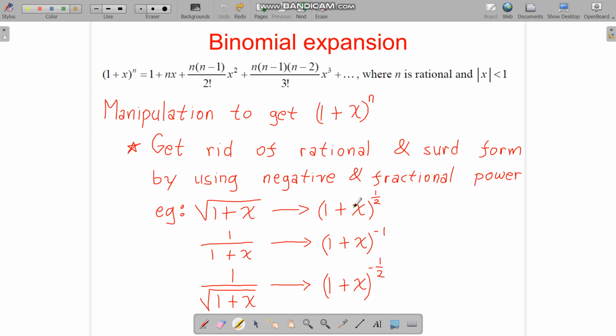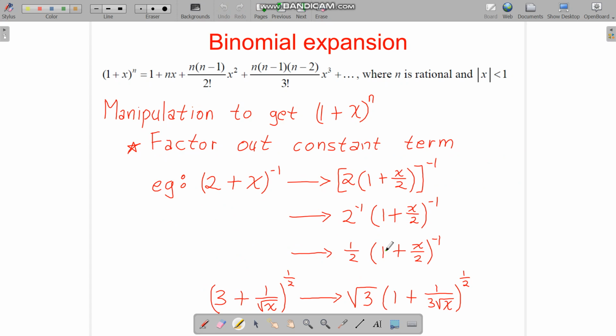Well, we can just express a square root as to the power of 1 over 2, 1 over 1 plus x as 1 plus x to the power of minus 1, and 1 over a square root as to the power of minus 1 over 2. And inside the brackets, if we have something other than 1, we have to factor out the constant. For example, if we have 2 instead of 1, we can pull out the 2, and of course this means that 2 is also to the power of minus 1. 2 to the power of minus 1 is 1 over 2.